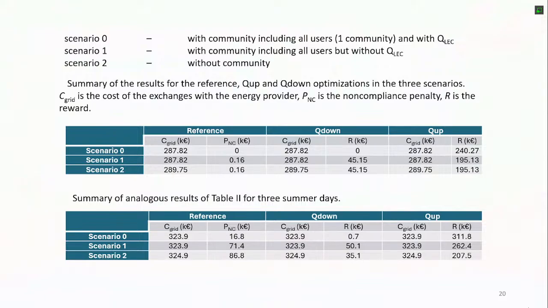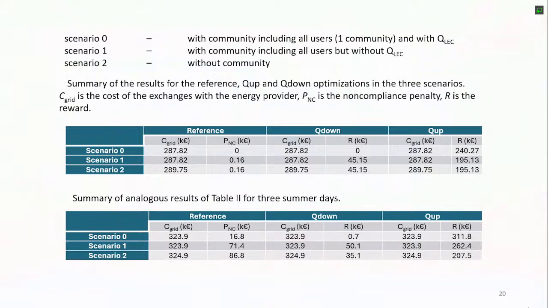And then for Q down, there is still the same effect on the active power, so there is no influence on the costs to the resellers, but there is some reward. And when you use the internal transaction in order to limit the penalties, the reward is very low, in this case 0.7 for the summer day, and this is for winter days.